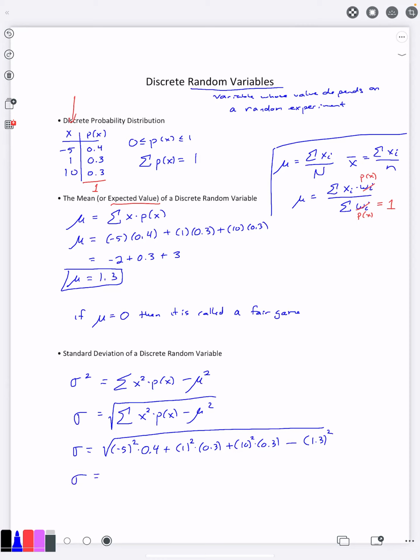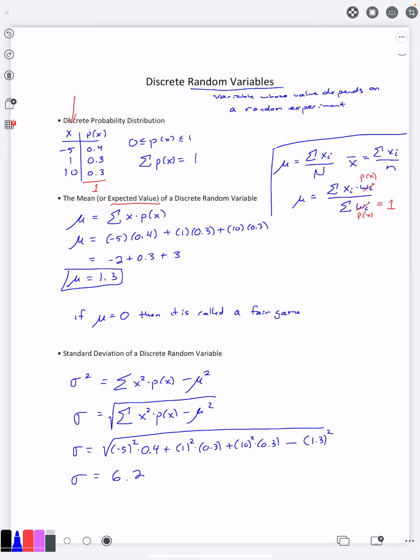So let me get out my calculator here. This first one, negative 5 squared is going to be 25 times 0.4 is 10. Plus 1 times 0.3 is 0.3. Plus 100 times 0.3, that's 30, adding up to 40.3, minus 1.3 times 1.3, and I'm getting 38.61. And if I square root that, I get a standard deviation of 6.2, let's say.